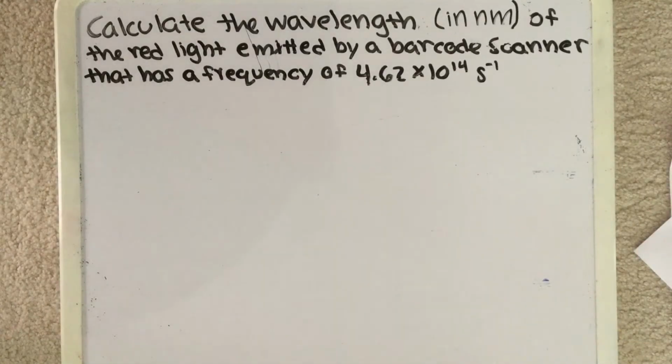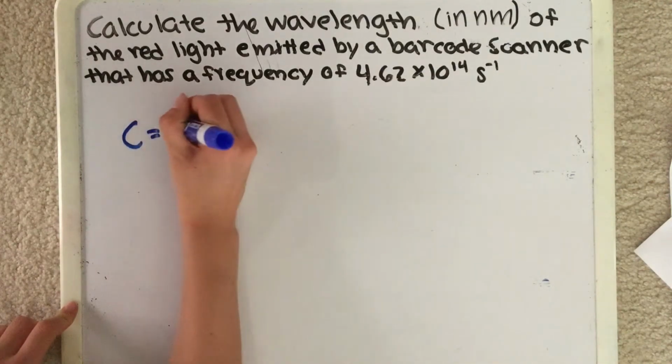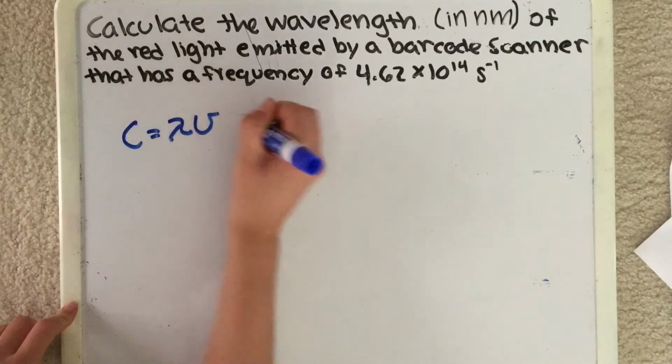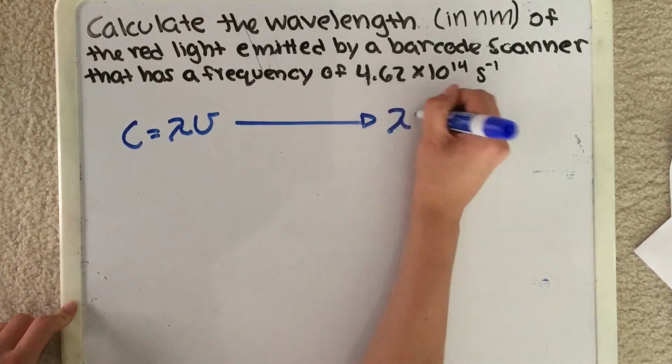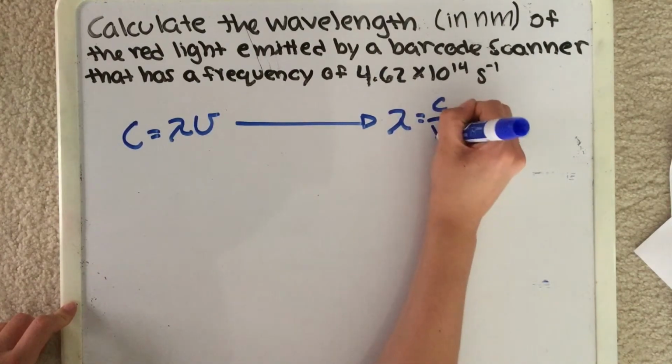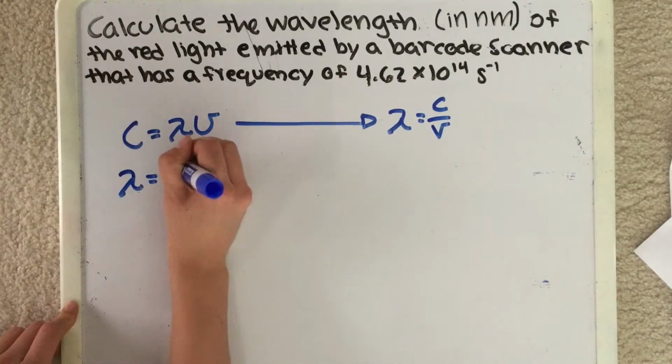Now let's take a look at a practice problem. Calculate the wavelength in nanometers of the red light emitted by a barcode scanner that has a frequency of 4.62 times 10 to the 14th per second. To solve this problem, we would use the equation c is equal to lambda nu. To solve for wavelength, we would set the equation equal to lambda. Then we would plug in the known values, which is speed of light and frequency.